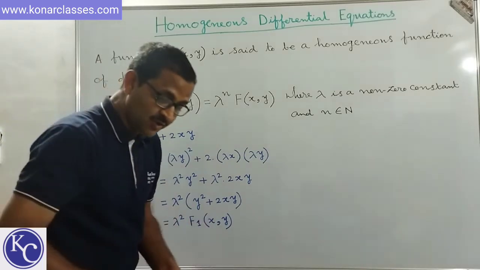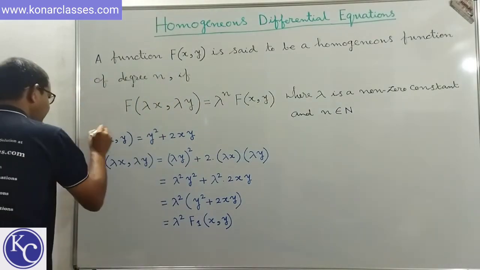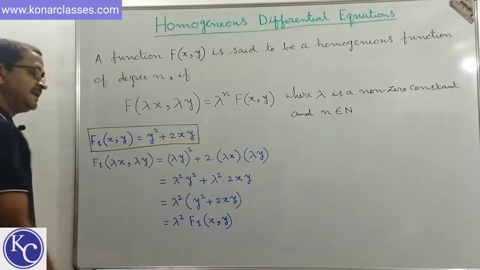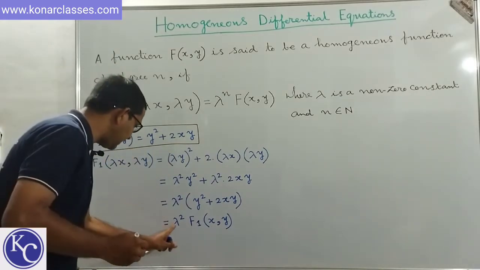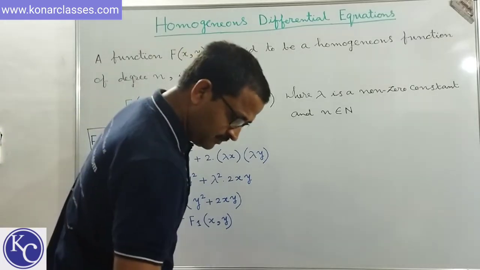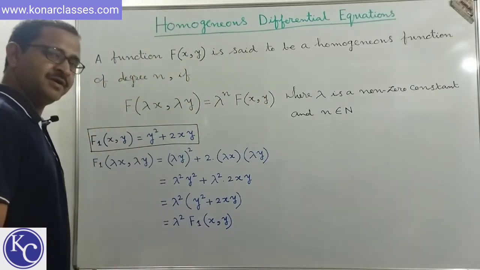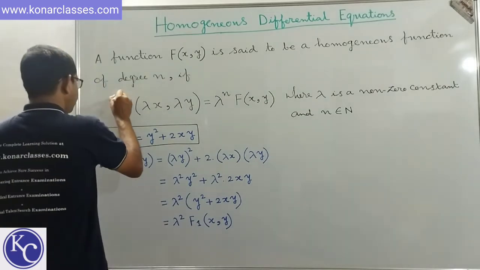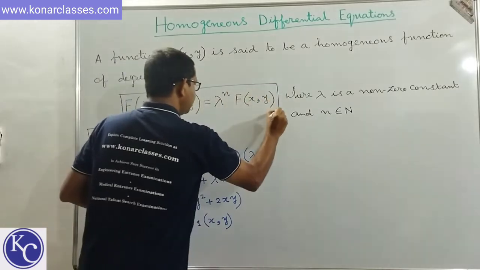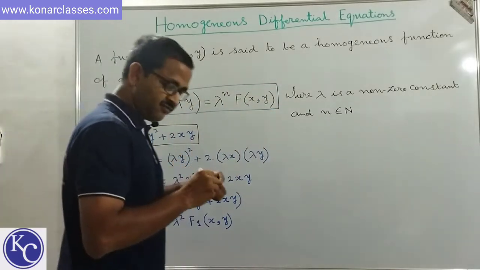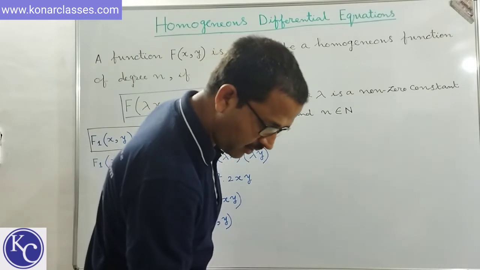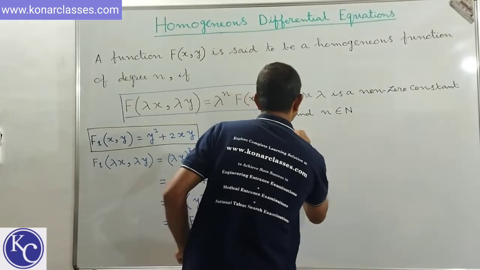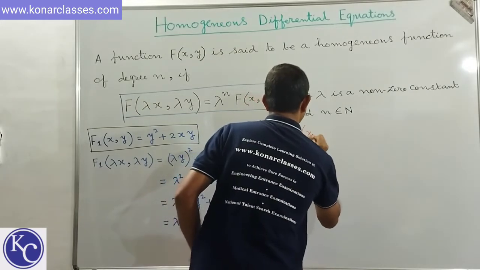So what we can say? We can say this given function is a homogeneous function of degree 2 because it is lambda power 2. Now, there is another way also we can find whether a function is a homogeneous function or not. This is one way of defining. Another way of defining is something like this.